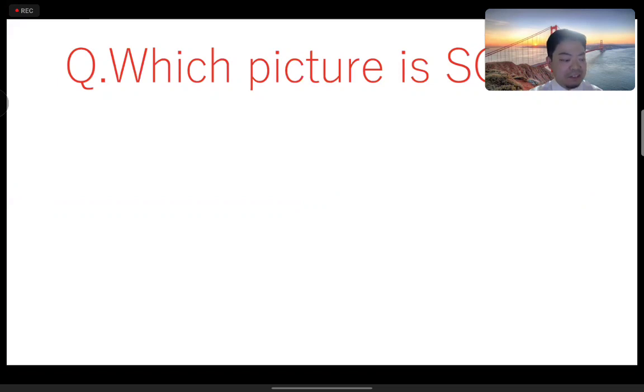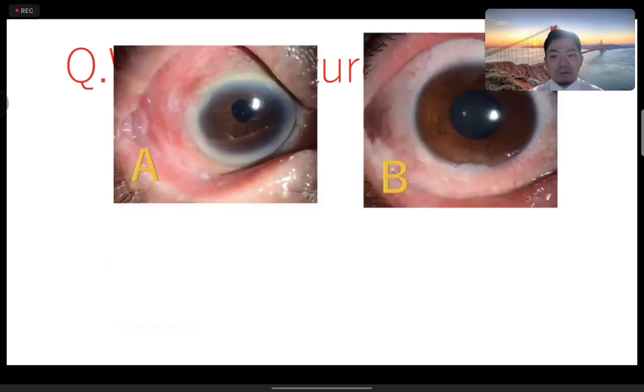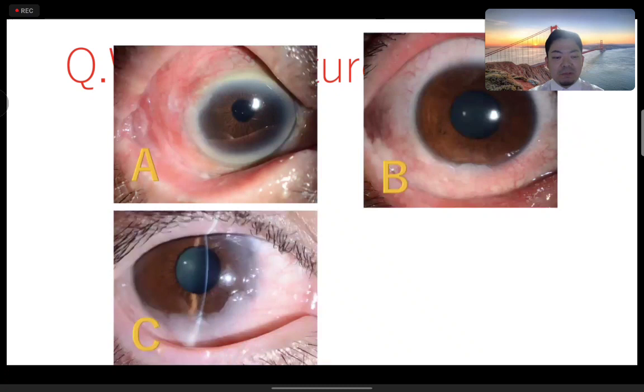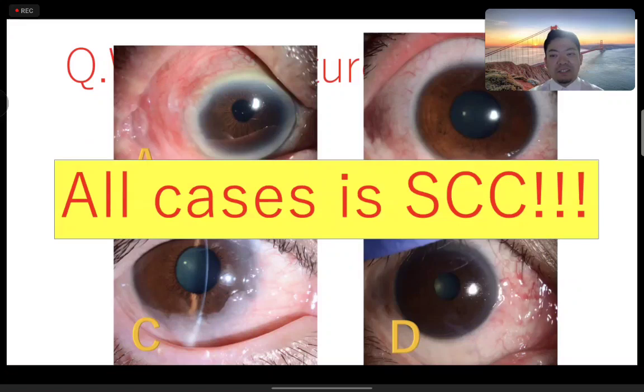By the way, which pictures is SCC? Let's think. Number A, number B, number C, number D. Okay, the answer is all cases are SCC.